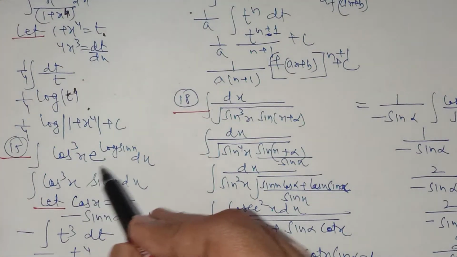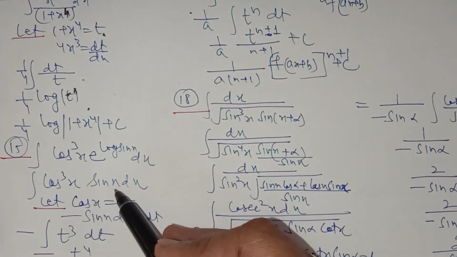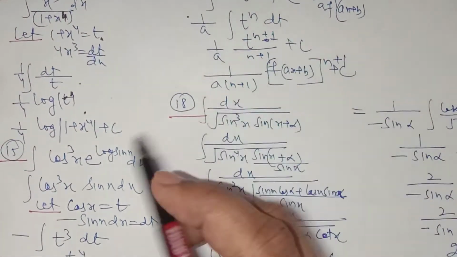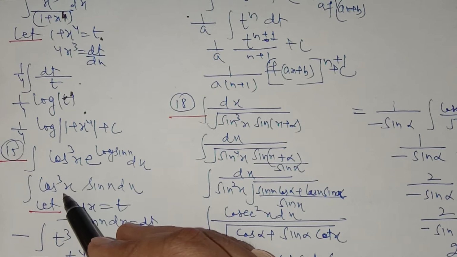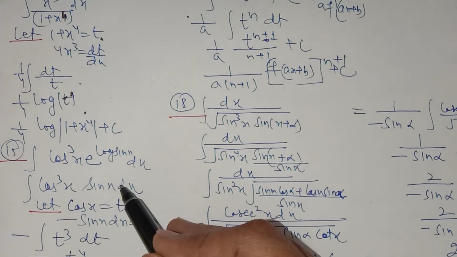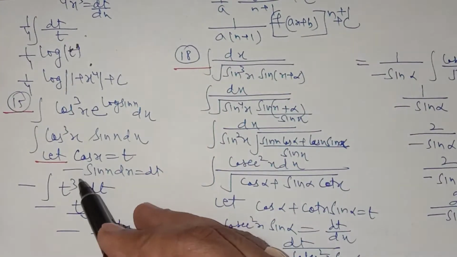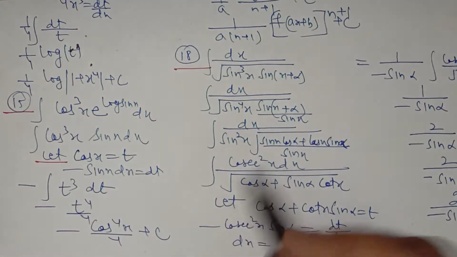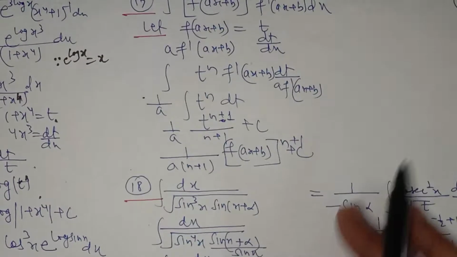Similarly, in this question, e to the power log sine x is equal to only sine x, by using this. Now you can do it, letting cos x is equal to t. The sin x will be cancelled out. When you put the value of dx, it will be only t cube. T cube, sin x will be cancelled out. So t to the power 4 upon 4, replace the value of t.